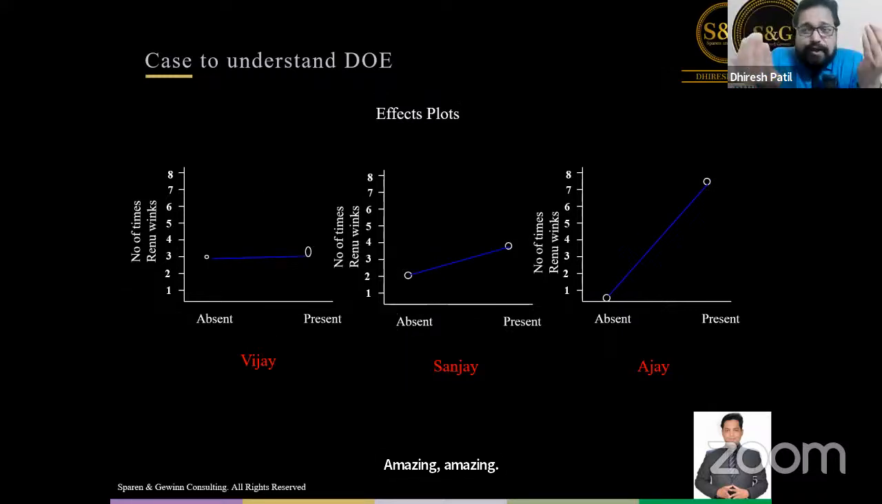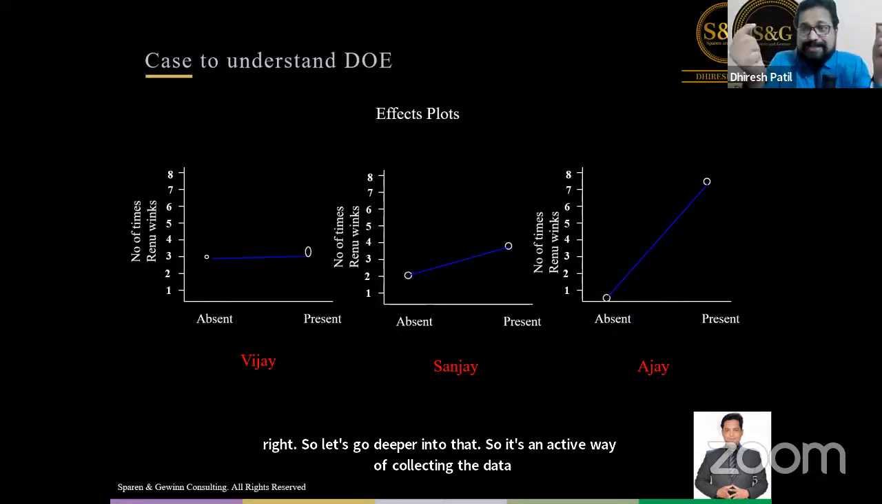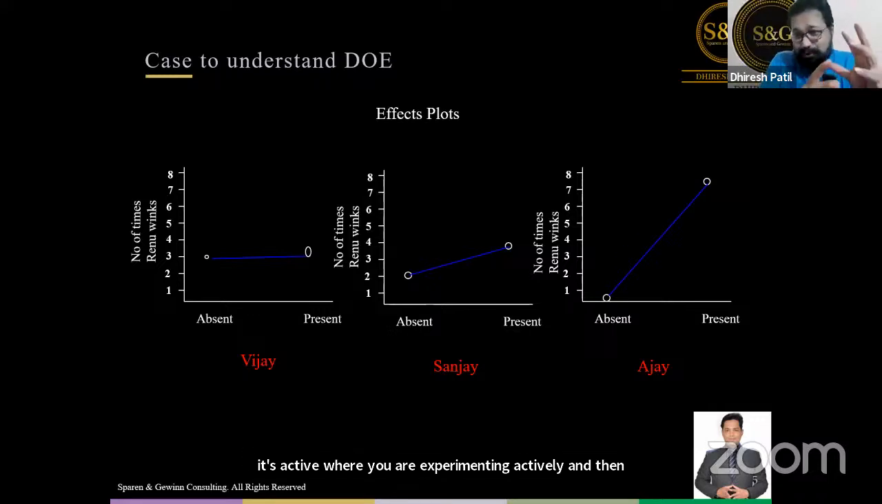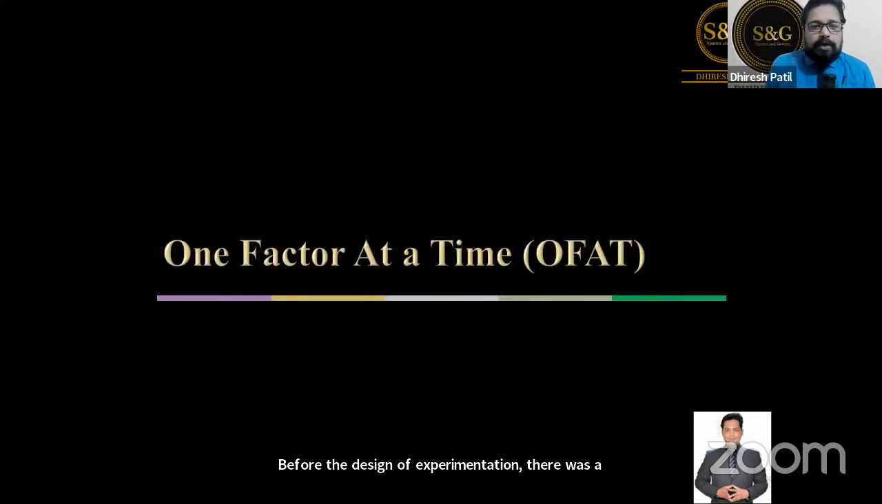So it's an active way of collecting the data rather than a reactive way. You are experimenting actively, and then you are analyzing the situation. Now, before the design of experimentation, there was a concept called one factor at a time. Let's understand this. The experimentation used to happen in a one factor at a time situation. Now, what is one factor at a time?